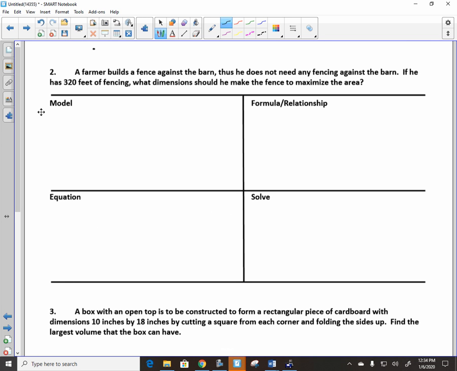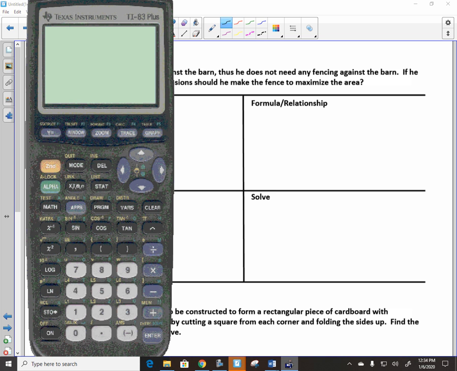Let's try setting up a couple others. In fact, I want you to try this one on your own. See if you can work through it. Go ahead. Difference is he sets it up against the barn, so he doesn't need any fencing against the barn. You try. Go.